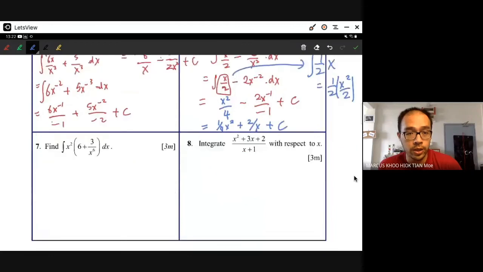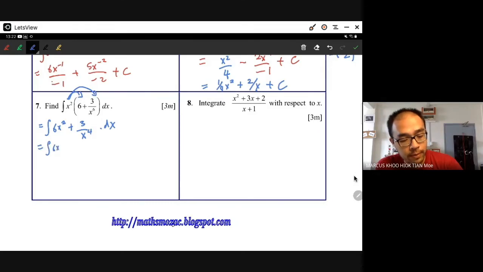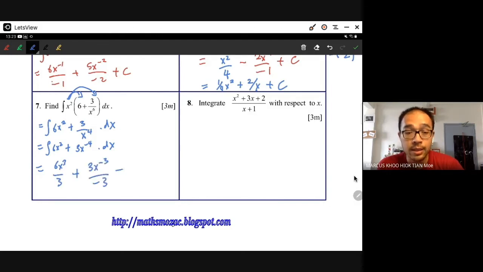Alright, last two questions. This one, we have to expand this. So this will give us 6x squared plus 3 over x to the power of 4, dx. x2 and x6 or x4, yeah. So if we bring it up, kita bawa naik ke atas, 3x to the power of negative 4 terhadap dx, baru kita integrate. So 6x cubed over 3 plus 3x to the power of minus 3 over minus 3 plus c.